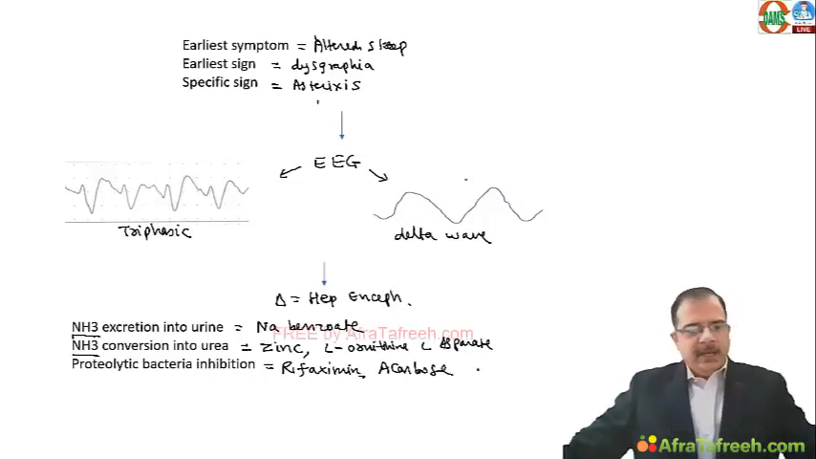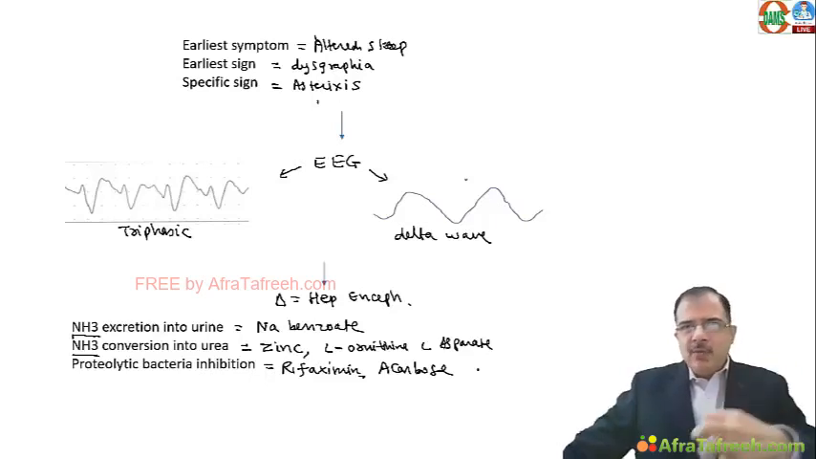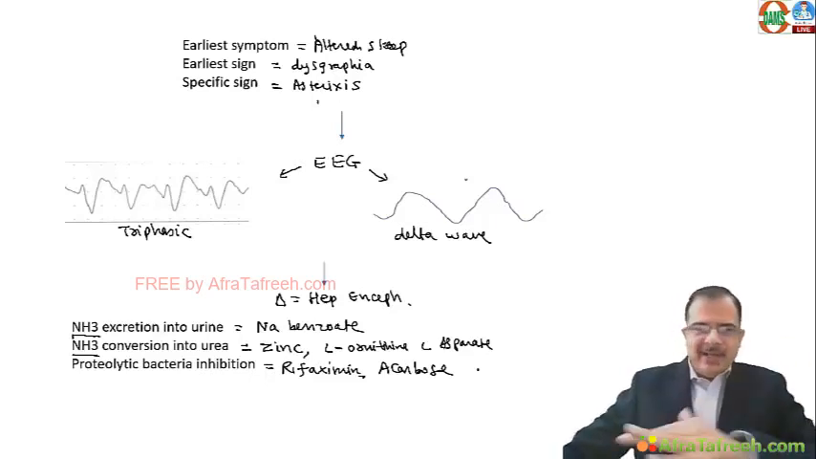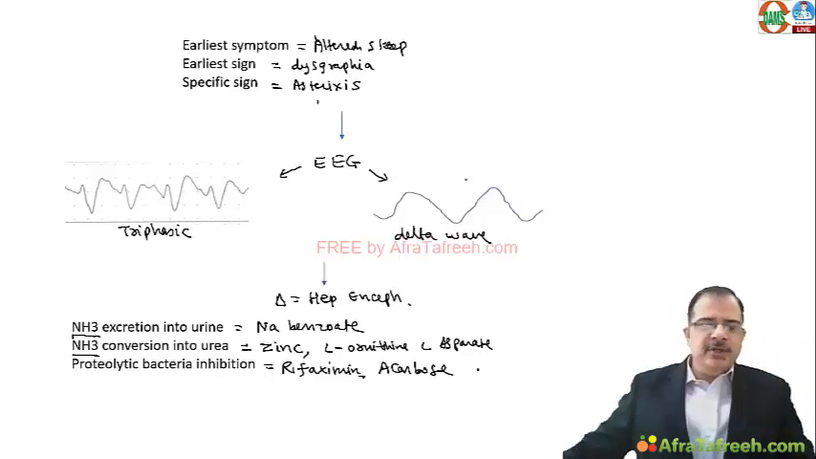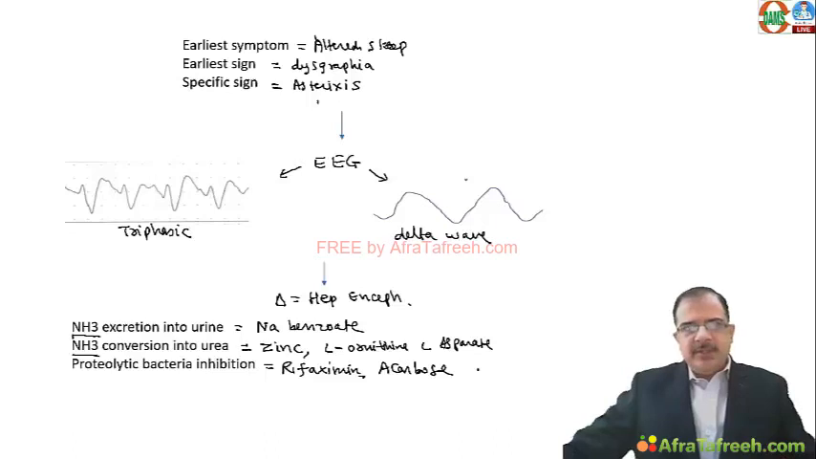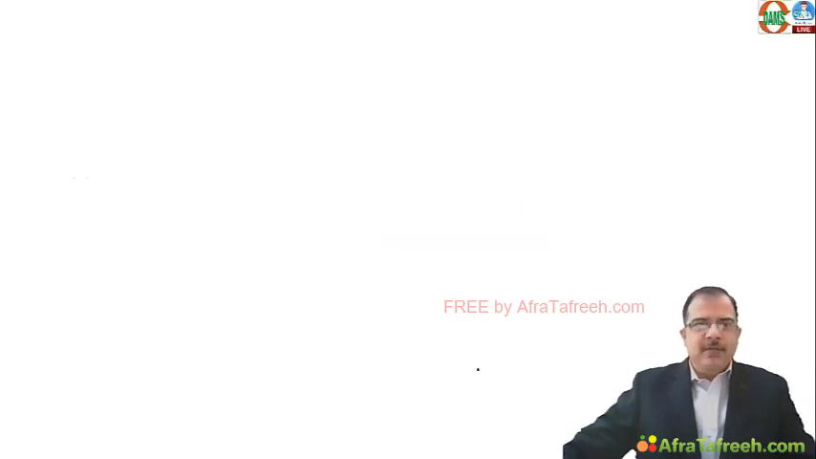Acarbose can be given. What acarbose does is increase the carbohydrate in the gut lumen, so saccharolytic carbohydrate-consuming bacteria increase, and they will inhibit the proteolytic bacteria. So the ammonia production will be reduced. This is how the ammonia is taken care of in the management of hepatic encephalopathy.